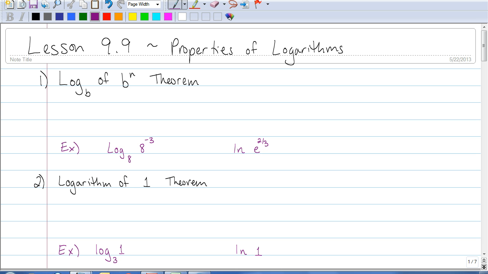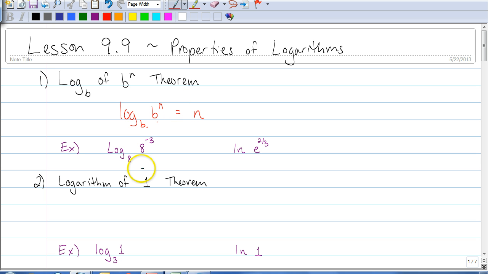But for this first one, this is one we've talked a lot about recently, and that's called the log base b of b to the nth power theorem. Kind of a mouthful as far as the name of this theorem, but it's really a simple theorem. And it's this one. If you have a log base b of b to the nth power, your answer is n. And we've talked about this one, where if this base and if this base are the same, your answer is going to be the exponent.